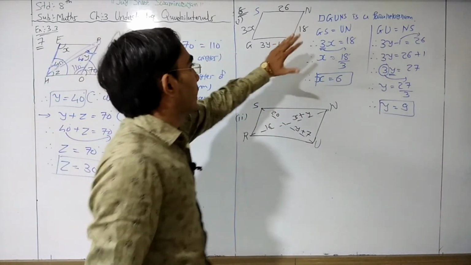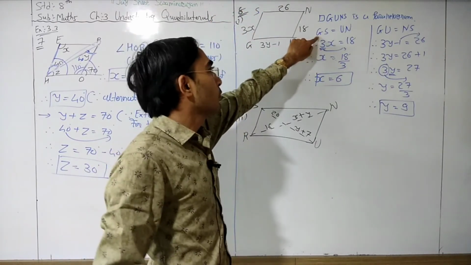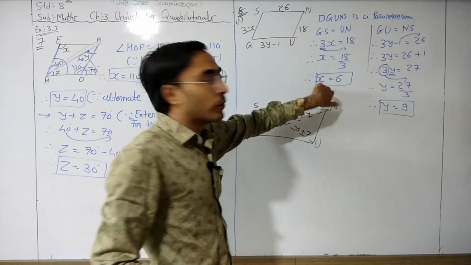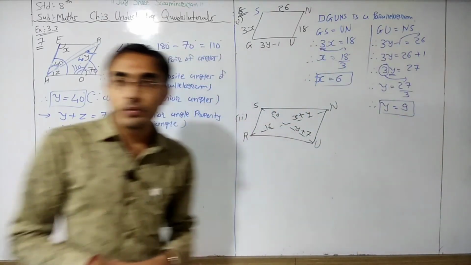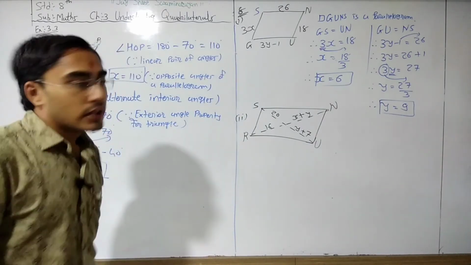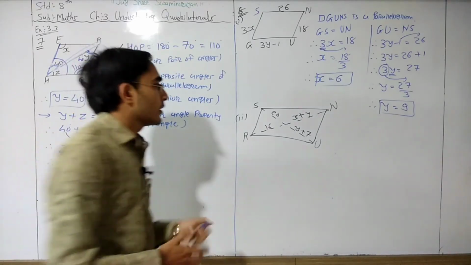Okay, this is a parallelogram, so opposite sides are equal. If we use the first pair of opposite sides, we can find the value of x. If we use the second pair of opposite sides, we can find the value of y. Okay, then our second internal question.